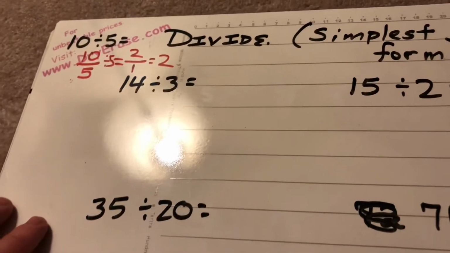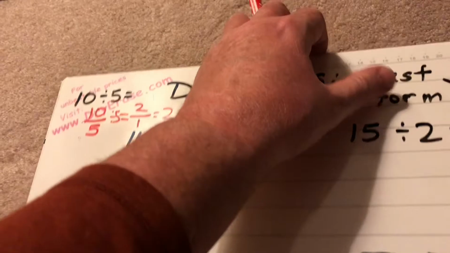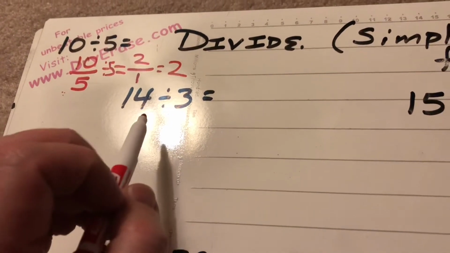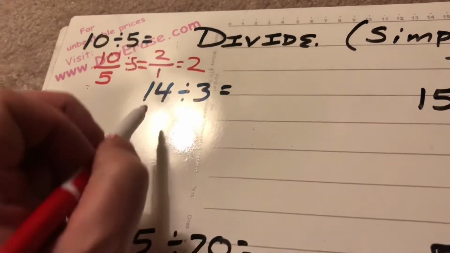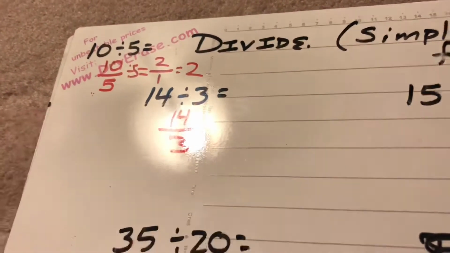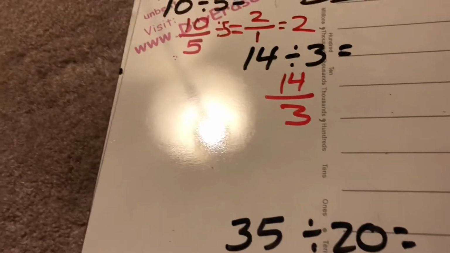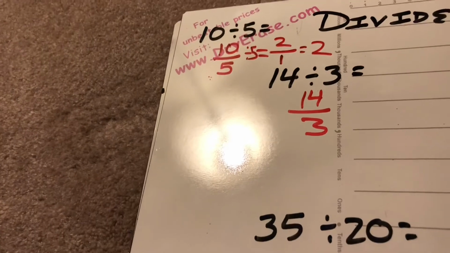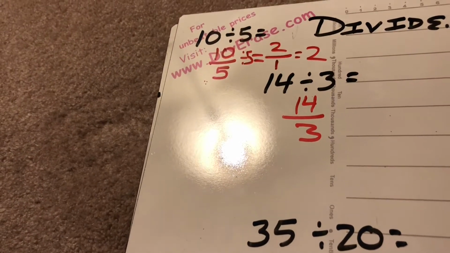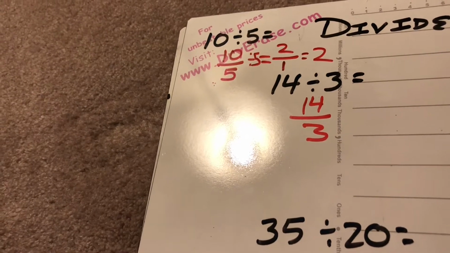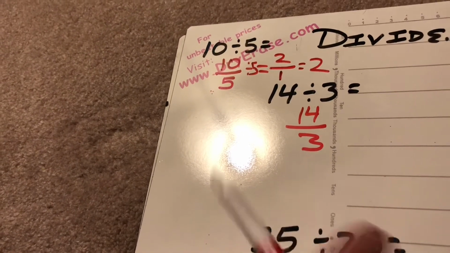Now these other ones are not going to work out evenly, but I wanted to go through the process once. So here we have 14 divided by 3. We're going to think of 14 divided by 3 as 14 over 3. Okay, sorry about the little glare there. Now, there's no number besides 1 that can go into both 14 and 3. So that fraction is actually in simplest form.